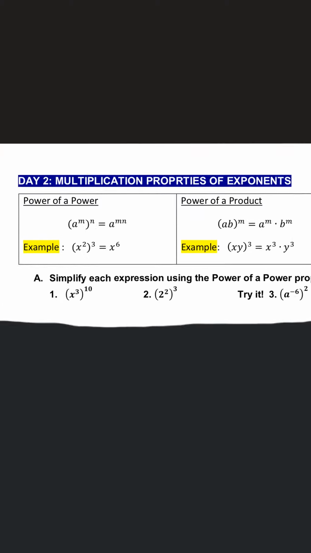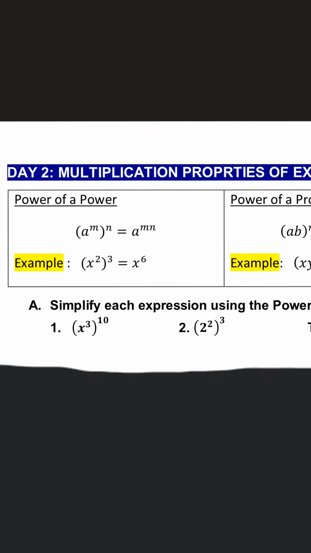Okay, day two's focus is all about multiplication properties of exponents. This first chunk is going to really focus on the power of a power property.